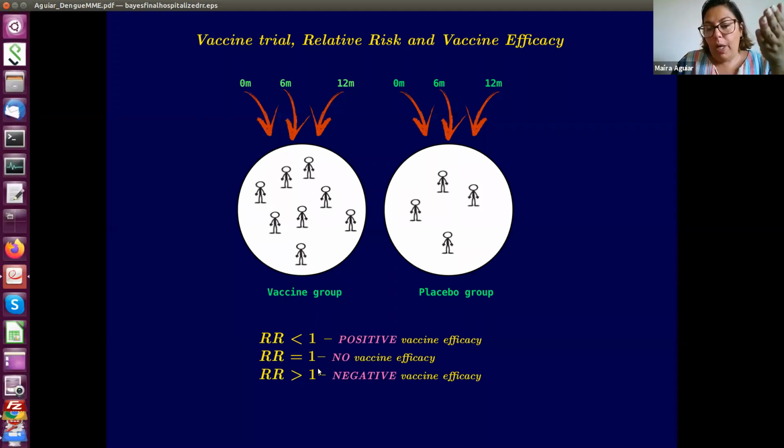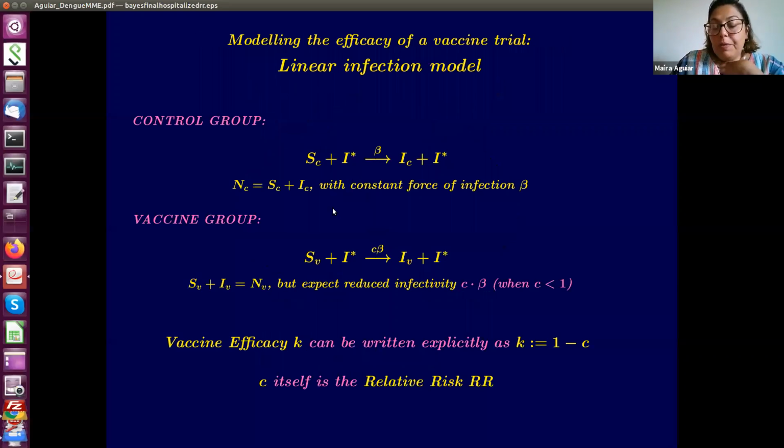We were able to model this study, and we were able to extract the same results that were published in terms of the vaccine efficacy. How did we model the vaccine trial? We have 2 groups. We have a control group which receives the placebo, and that means that susceptibles in the control group would eventually get in contact with infected individuals and would become infected with infection rate beta.